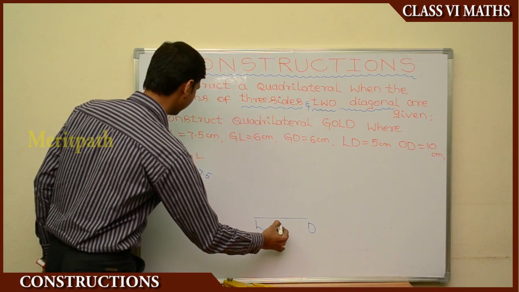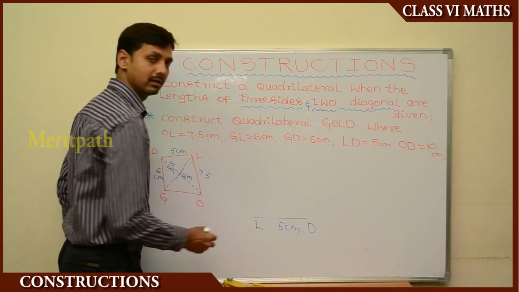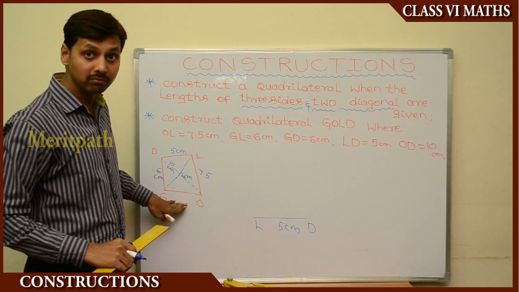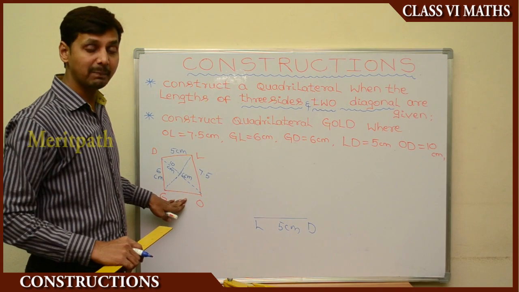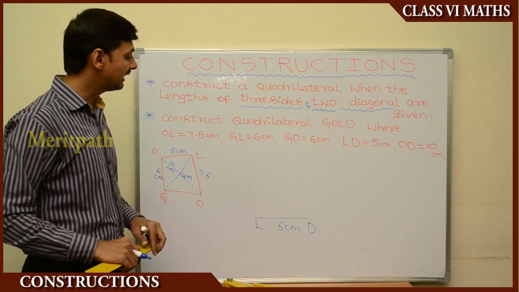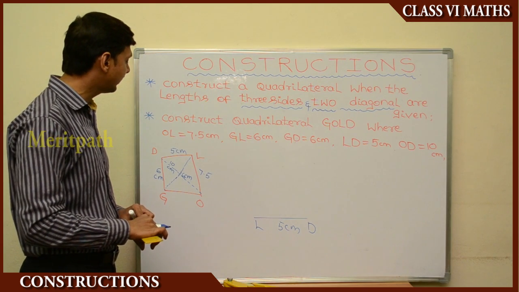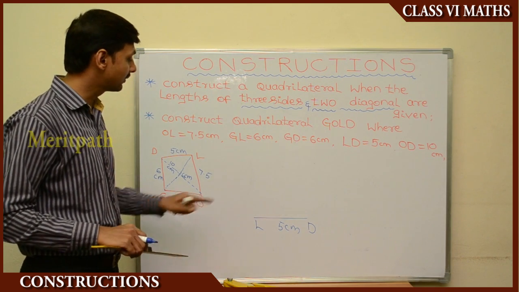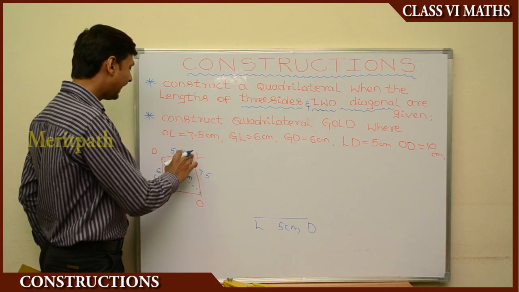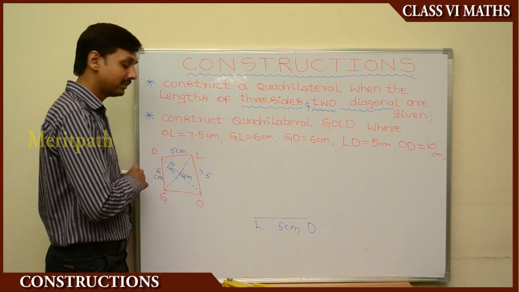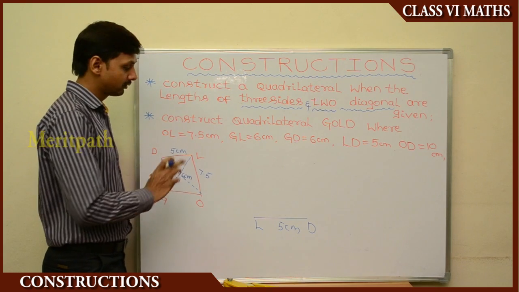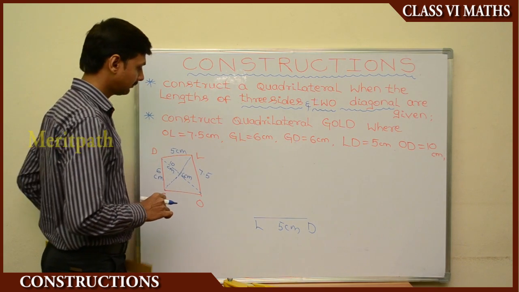LD is 5 centimeters. The reason for taking LD here as the base is that we don't have GO as the base. So LD is 5 centimeters. After taking 5 centimeters radius, let's construct a triangle using LD. GLD we can construct, the reason is you know GD and GL. So let's construct GD and GL.